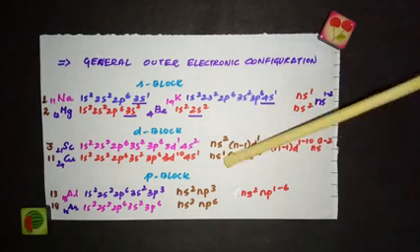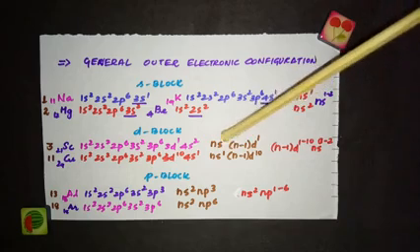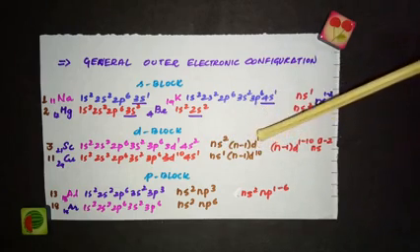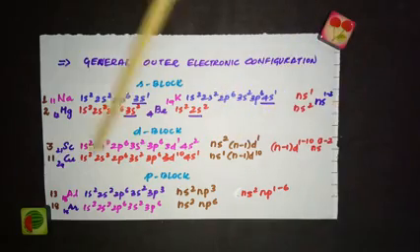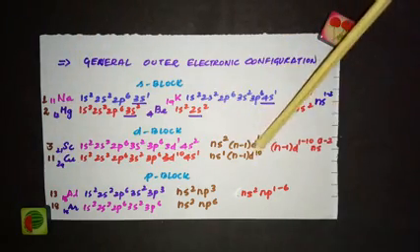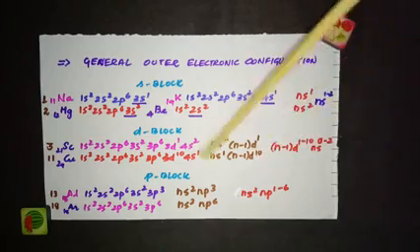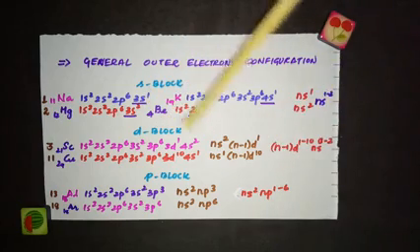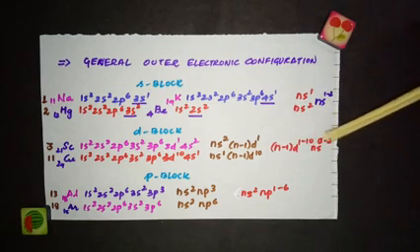From these two configurations, it is clear that when you take d-block elements, ns can have either 1 electron or 2 electrons, and (n-1)d can have 1 till 10 electrons, depending upon what element you are taking. The number of electrons in the d subshell varies. So combining all this, you can write the electronic configuration for d-block elements as (n-1)d 1 to 10, ns 0 to 2.